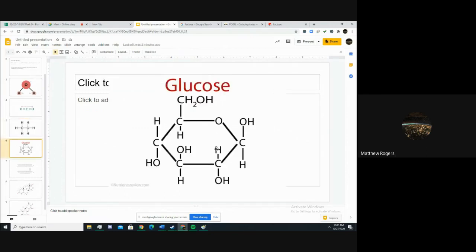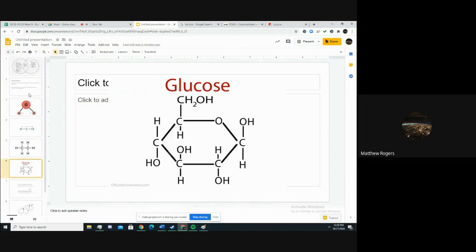Glucose is the next one. Take a look at it. So glucose, we're starting to get into bigger molecules. It gets harder and harder to see what's going on. And so let's actually count these up. We can always count. So we have 1 carbon here, 2, 3, 4, 5, 6 carbons. How many oxygens do I have? 1, 2, 3, 4, 5, 6.